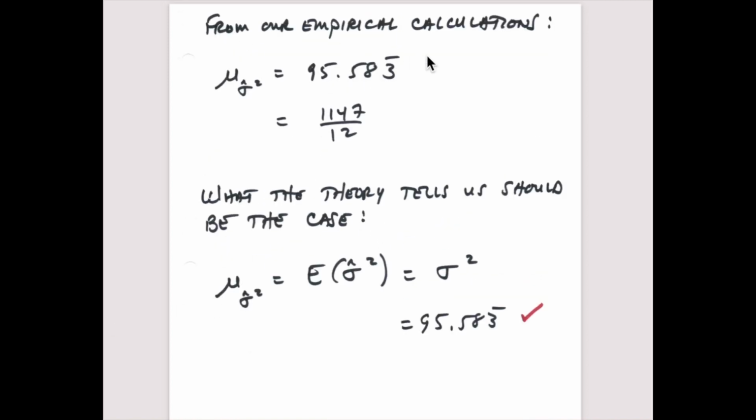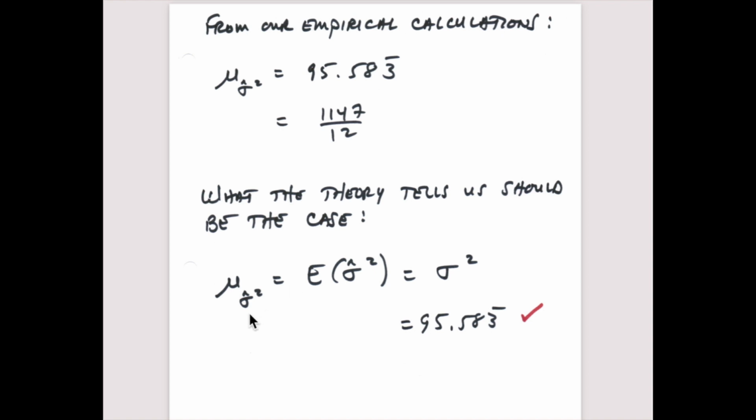So what we've just shown from our empirical calculations is that for this example, the mean of the sampling distribution of sigma hat squared is equal to 95.5833 repeating, and that is equal to 1147 over 12. Now, what does the theory tell us should be the mean of the sampling distribution of sigma hat squared?